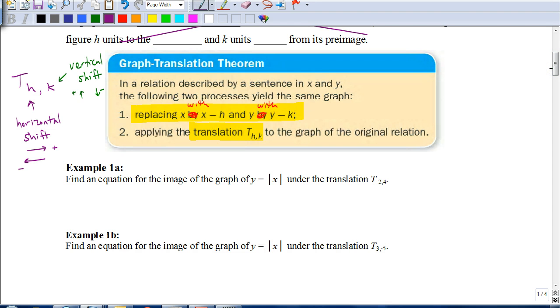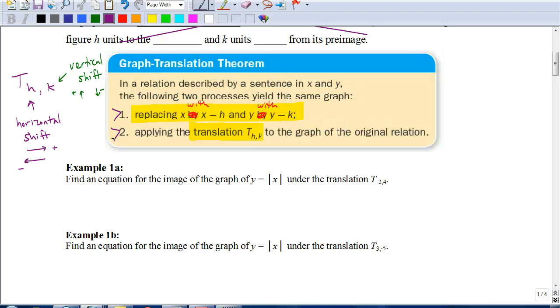Now if you're copying these notes down in your own notebook, I would hold off on what's highlighted here for number 1 right now, because right now we're going to focus on part 2 of this graph translation theorem, and that's to understand what a translation is. Now you might recognize that term from maybe geometry. A translation is basically a slide. It's taking a graph and moving it from one location to another.